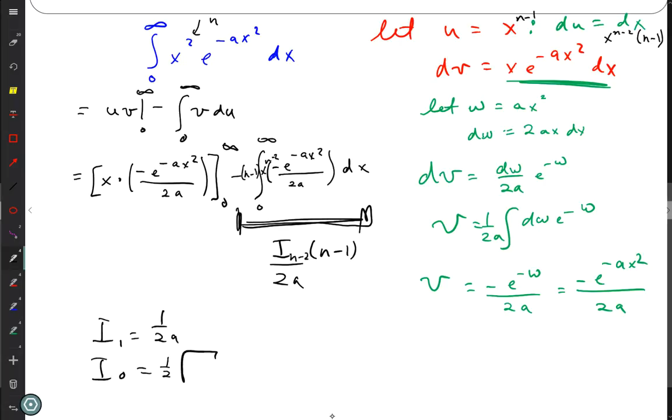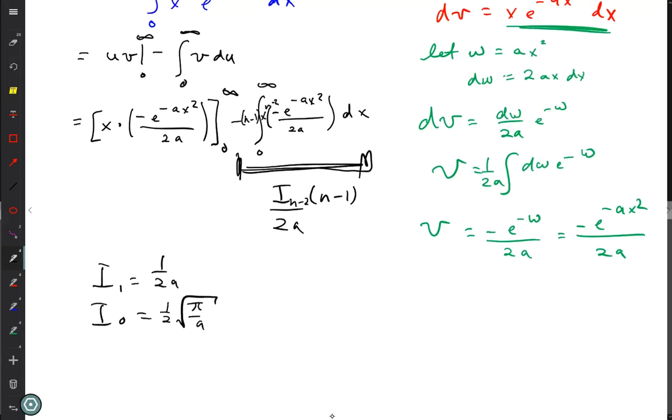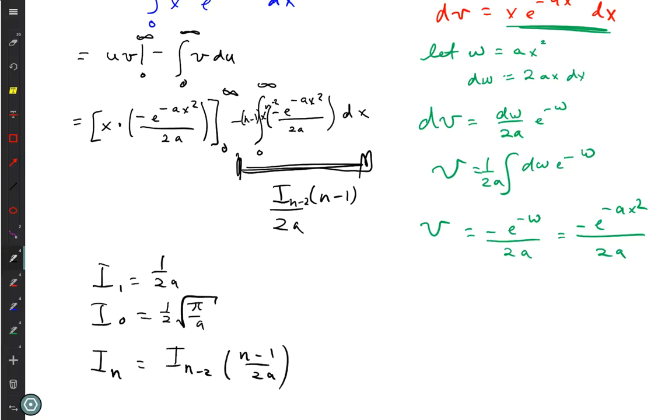1/2 square root of what? Pi over A. Pi over A. So we have those two starting values, and then the final I to any n is equal to I n minus 2 times n minus 1 over 2a. I got the last one correct, didn't I? Okay. So those are what we're going to use to calculate all of our integrals for this.